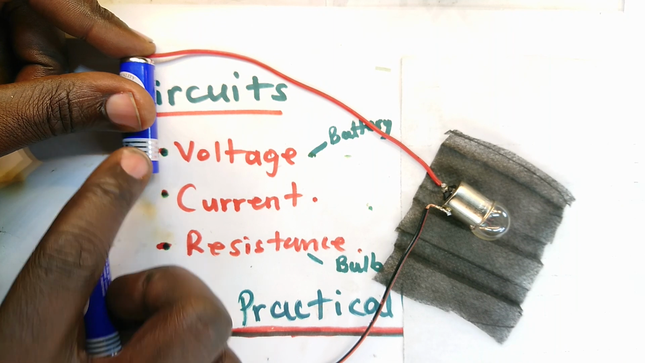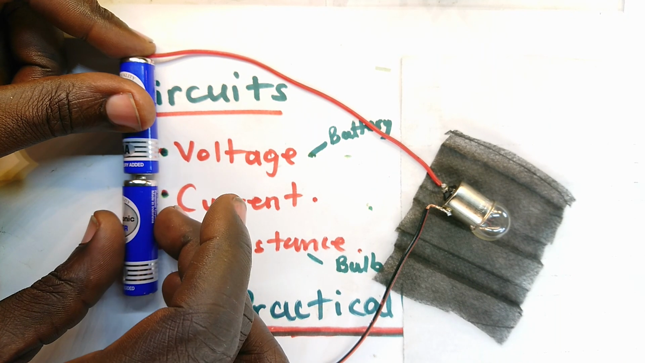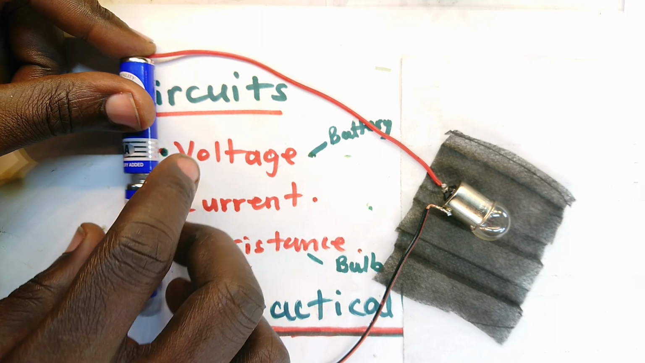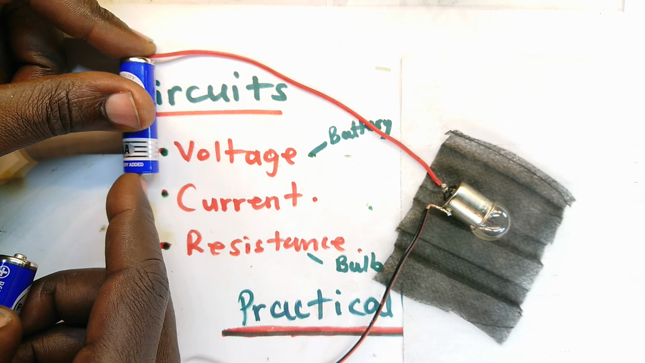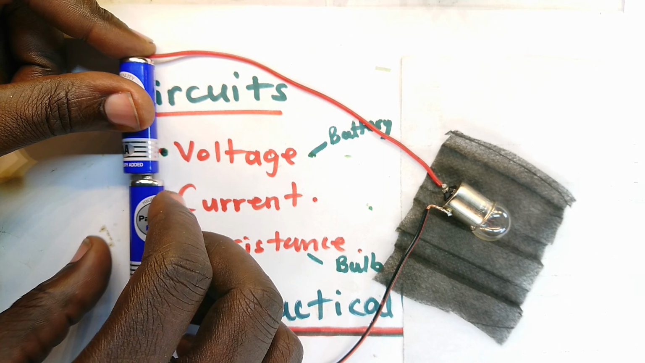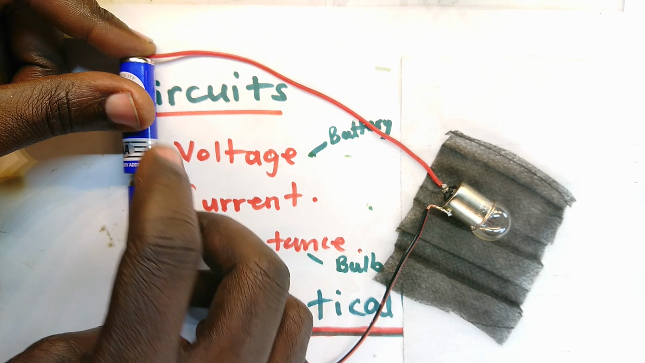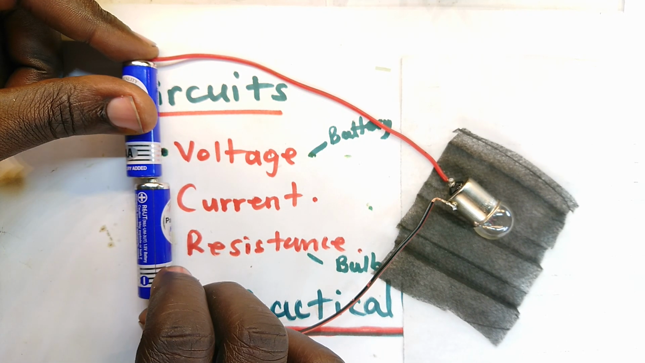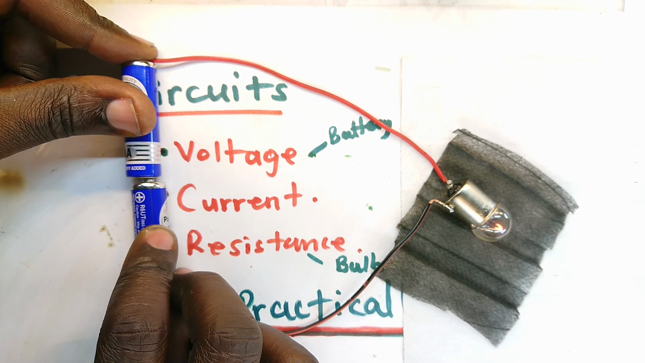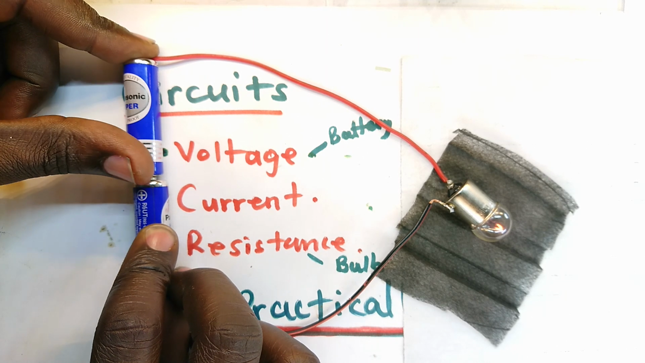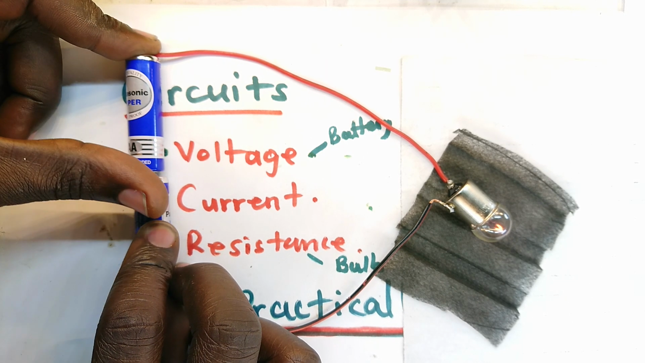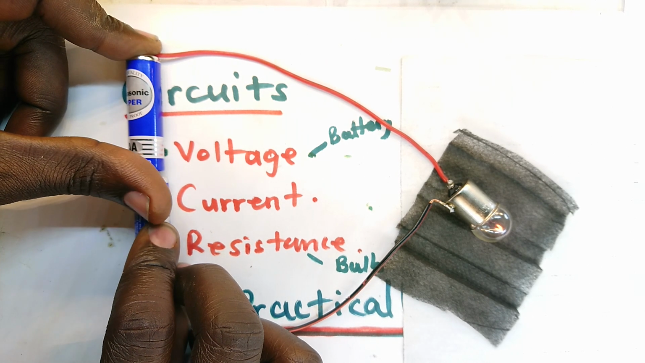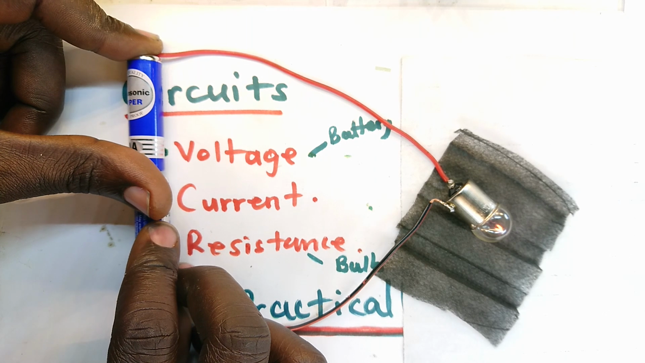This was 1.5 volts. When I add another 1.5, remember I connect the positive to the negative, so that when we add 1.5 to 1.5 we have 3 volts. Now look at the bulb and the amount of light we get. It increases because we are increasing the amount of power being supplied. We are increasing the potential difference.